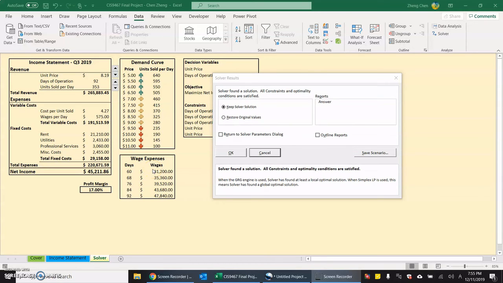Even if you have a small business of your own, you can still use this model. Just change all the numbers in the income statement, change all the account names, import all your data, and you can still perform the same actions here.